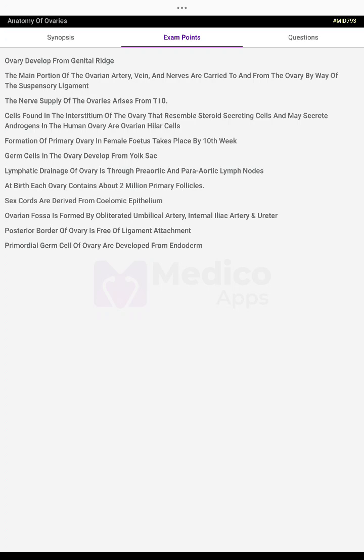The cords are derived from the coelomic epithelium. The ovarian fossa is formed by the obliterated umbilical artery, the internal iliac artery and the ureter. The posterior border of the ovary is free of ligament attachment. Primordial germ cells of the ovary are developed from the endoderm.